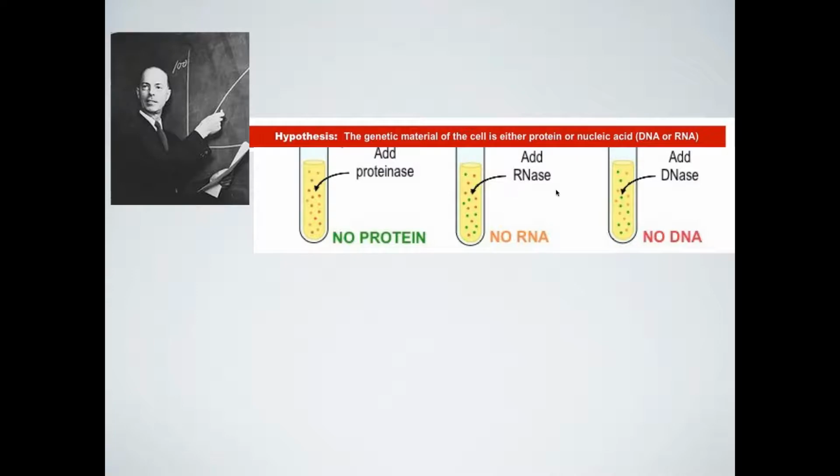There's RNase, which gets rid of, you guessed it, RNA, so there's no RNA in a substance. And then we have DNA. So DNase.